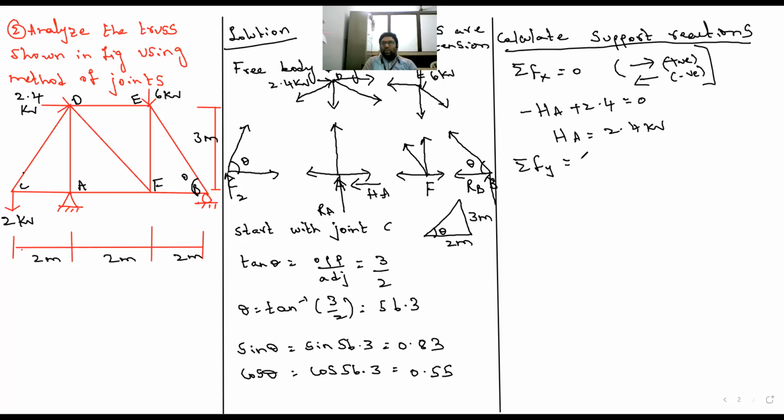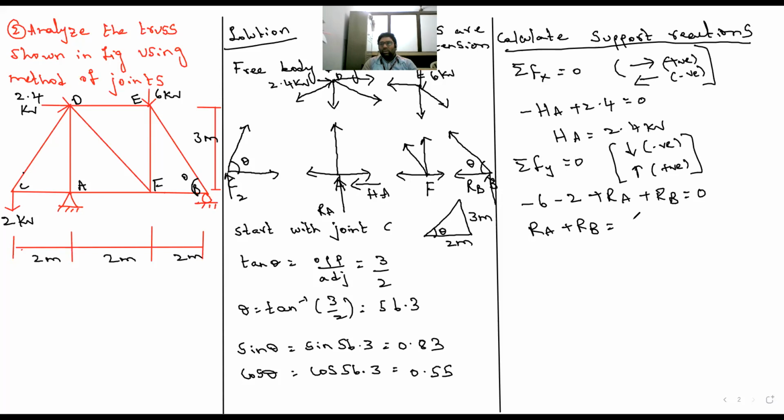Then sigma Fy is equal to 0. Downward is negative, upward is positive. What are all downwards? 6 and 2 are negative downwards. So minus 6 minus 2 plus RA plus RB is equal to 0. So RA plus RB is equal to 8.